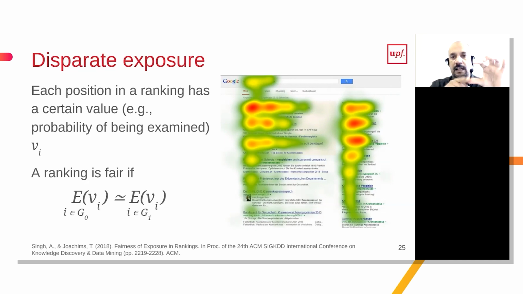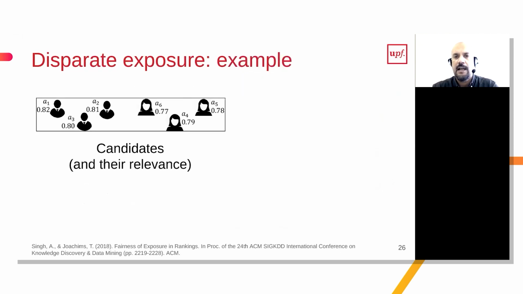And maybe there is a small bump at the end of the page, a little increase in the last result. But normally, there is a decreasing probability of examination. A ranking will be considered fair if, on average, the exposure that items of one group get is similar to the exposure that the other group gets. This is really difficult to achieve because exposure drops very quickly, while relevance may not drop so quickly.